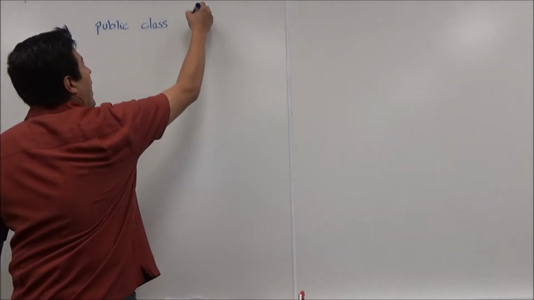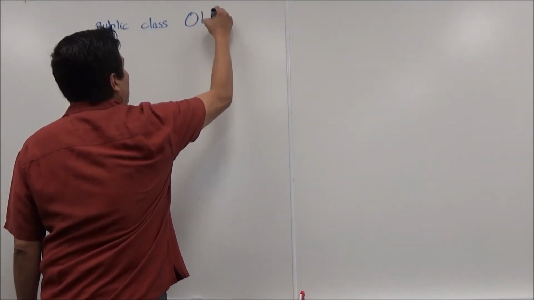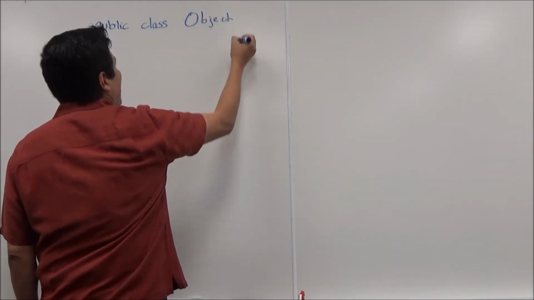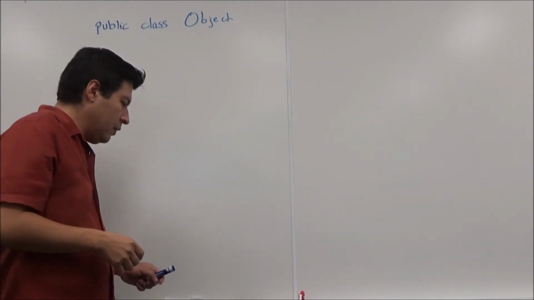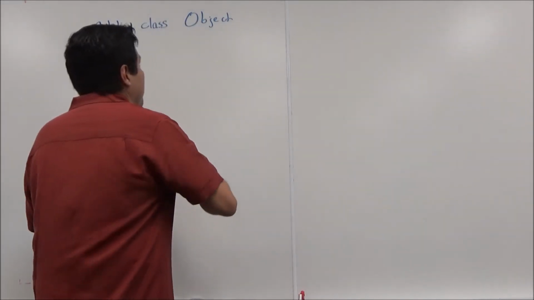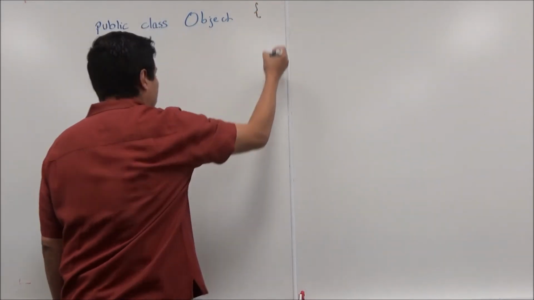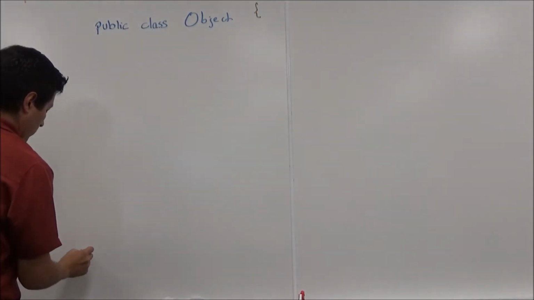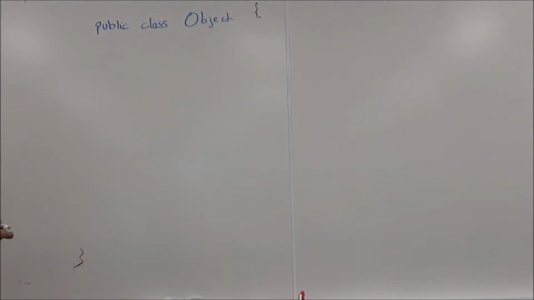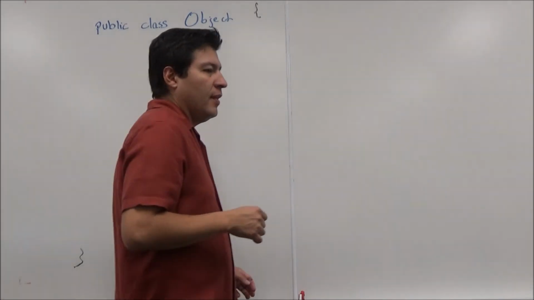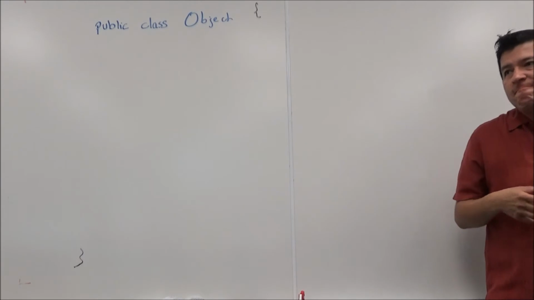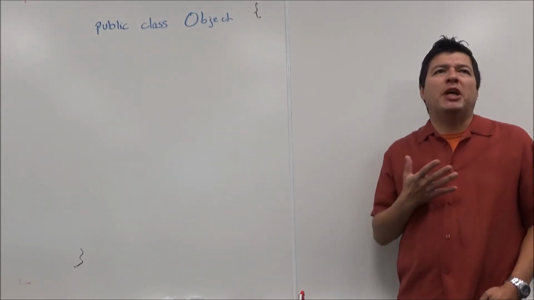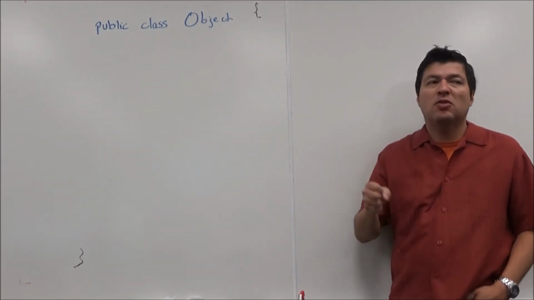So somebody made this class called Object. That looks like this. Can we create a class Object? No. It's already made for us, right? So this is in Java. This is built in. And every object has some attributes.